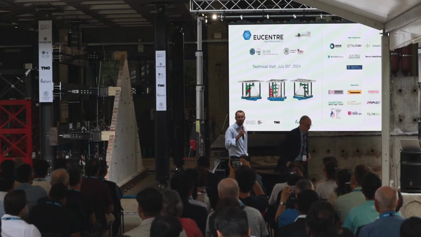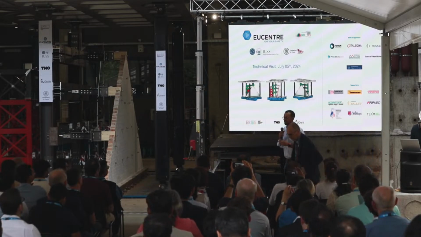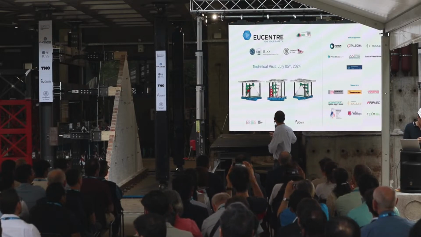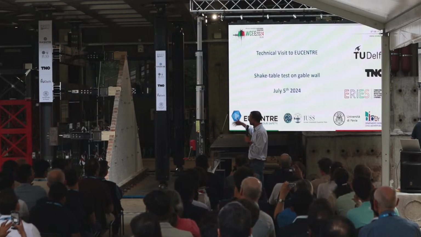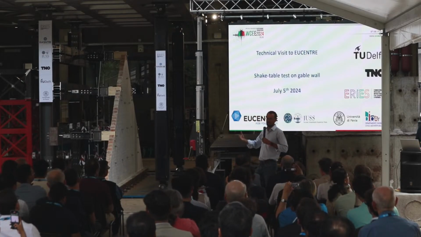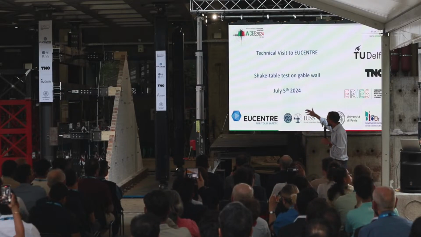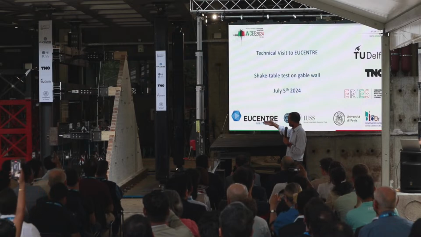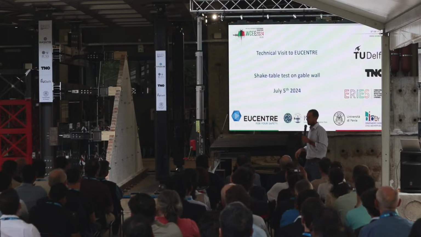Good afternoon, everyone. Just 2 words before the test begins. So today we are testing, as you see, a gable wall. What is a gable wall? It is a triangular wall that actually closes the roof, and it is a load-bearing gable wall. So basically, the timber joists are supported by the gable wall.